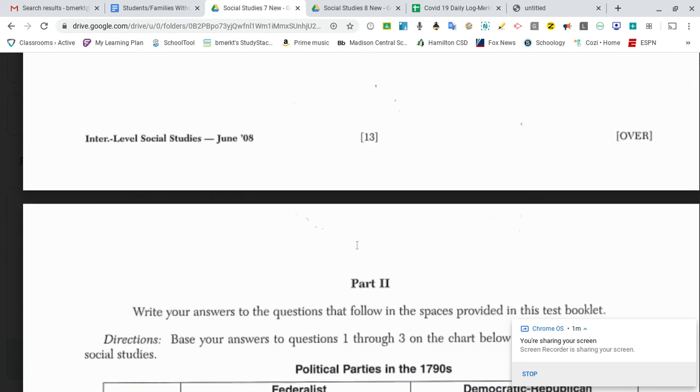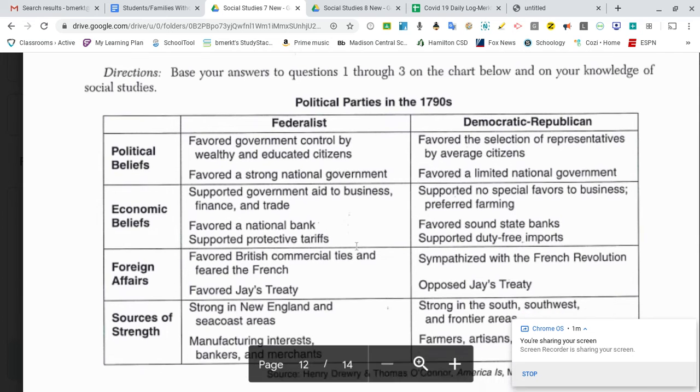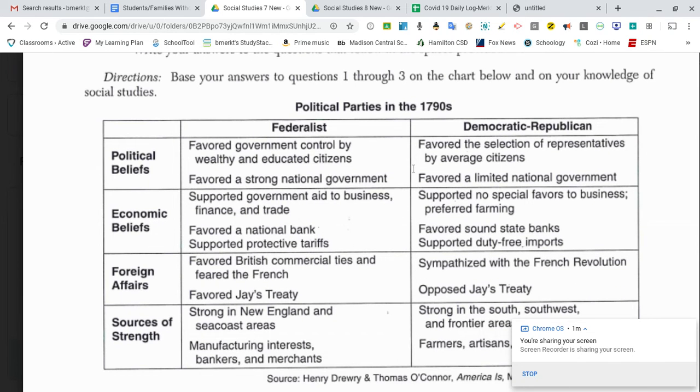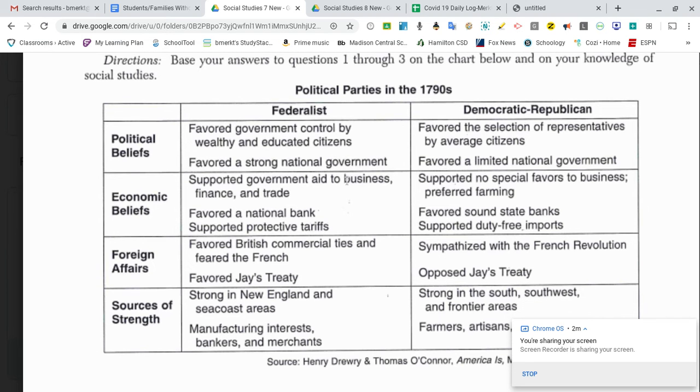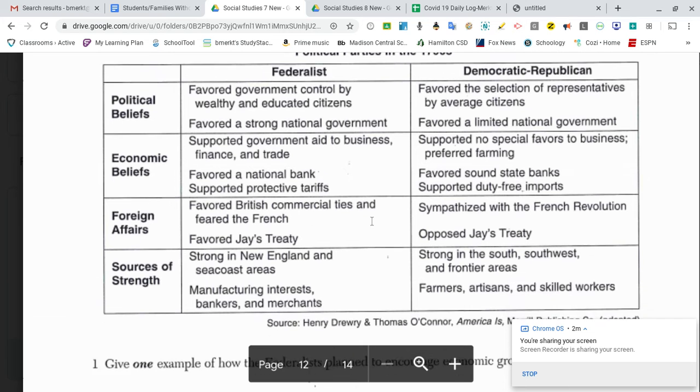Let's move on to the second document for today. Political parties of the 1790s. Federalist parties, Democratic Republican parties are the two first political parties that we talked about. Their political beliefs, their economic beliefs, their foreign affairs, their sources of strength.